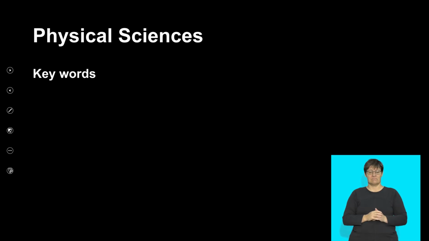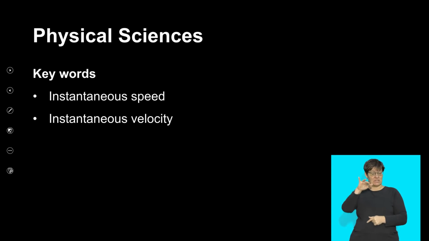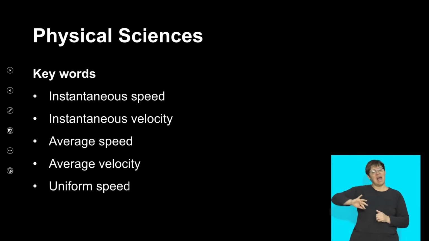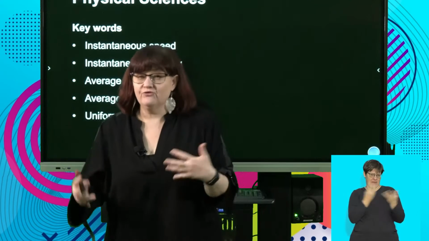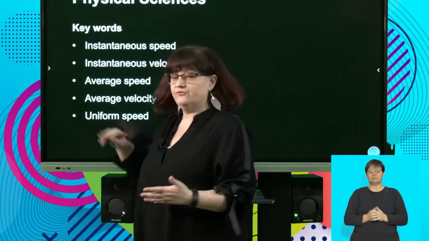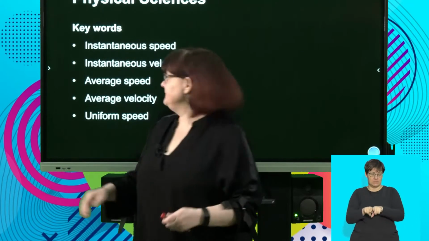There we go. So what are our keywords? Well, instantaneous speed, instantaneous velocity, and there'll be two different things, average speed, and average velocity, and then uniform speed. Uniform is a word we use quite often in this section, so we've got to remember what uniform means. Uniform means all the same. So when we talk about uniform speed, we're talking about constant speed, okay?